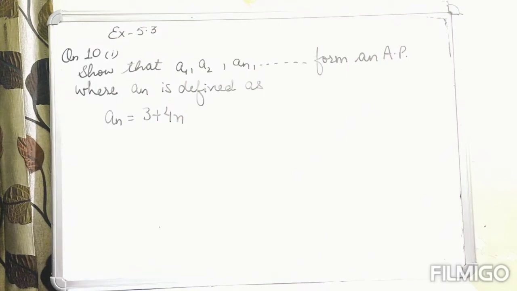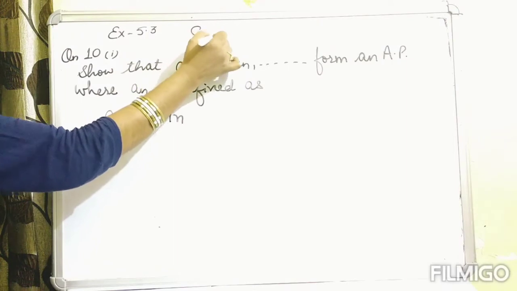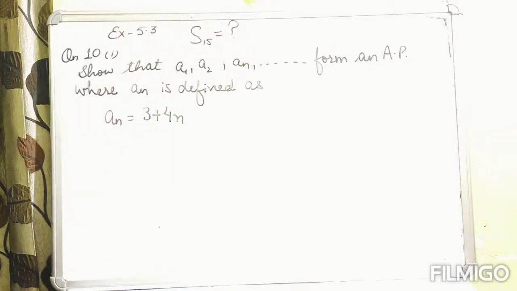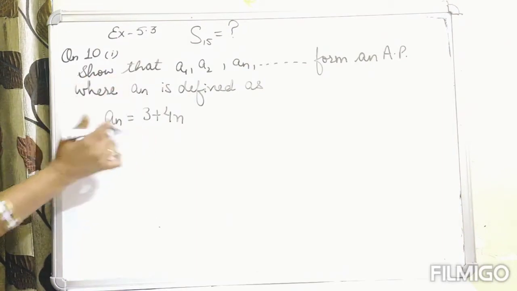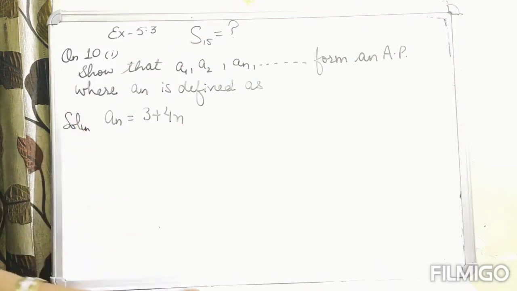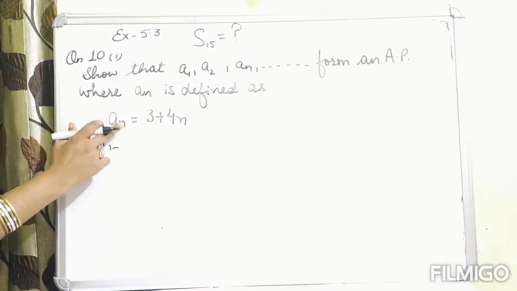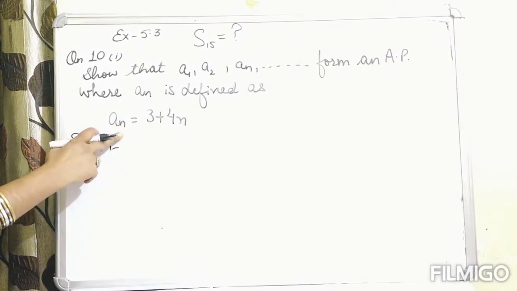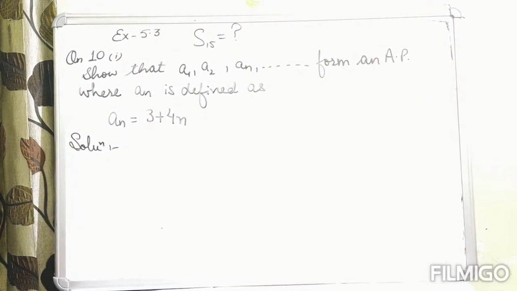First we have to show this, and after that it is also given in the question that we have to find out the sum of first 15 terms. This also we have to find out. So, if an equals 3 plus 4n, what we have to do in this question, if I start doing it, we'll put n equal to 1 first time, then n equal to 2, then n equal to 3, and so on, so that we can get the values of a1, a2 and an.